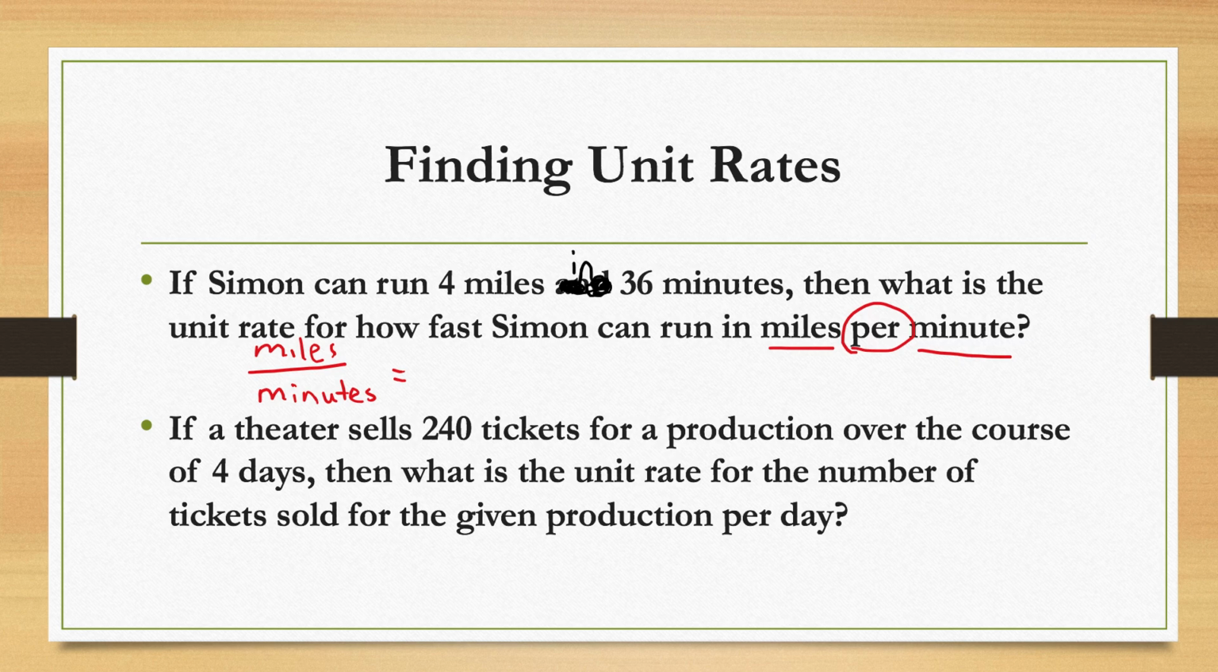Plug in your numbers. Simon can run 4 miles. So where does the 4 go? Top or bottom? It's going to go on the top. That's where the miles are. And then he can do that in 36 minutes. So we're going to put the 36 on the bottom with the minutes. We're going to divide that out on our calculator. So he runs, we'll do 2 decimal places, he runs 0.11 miles per minute.